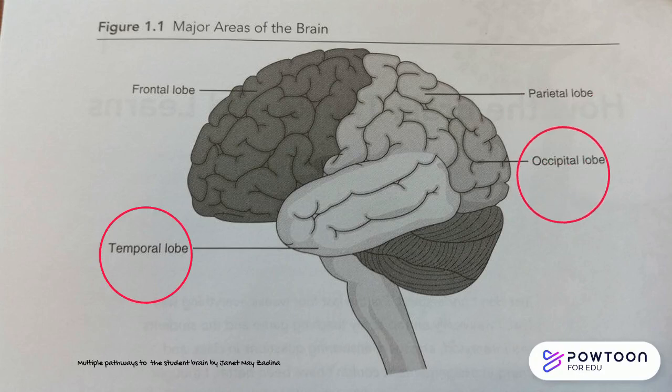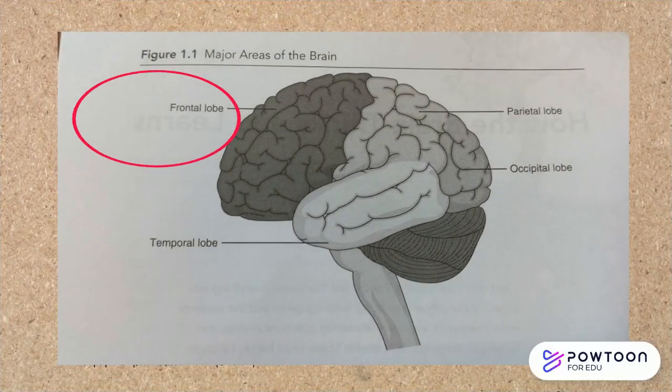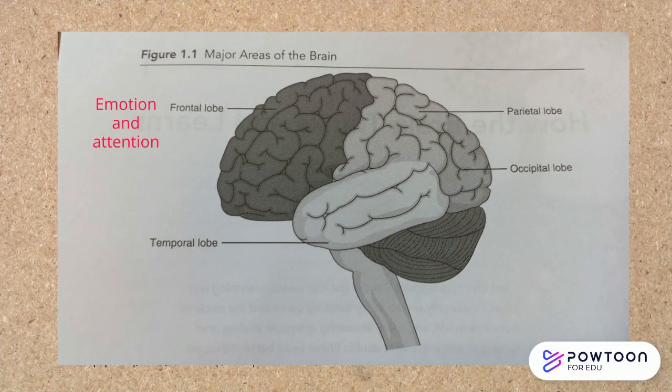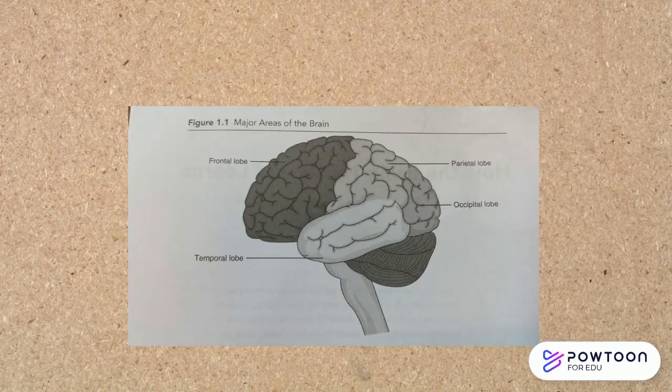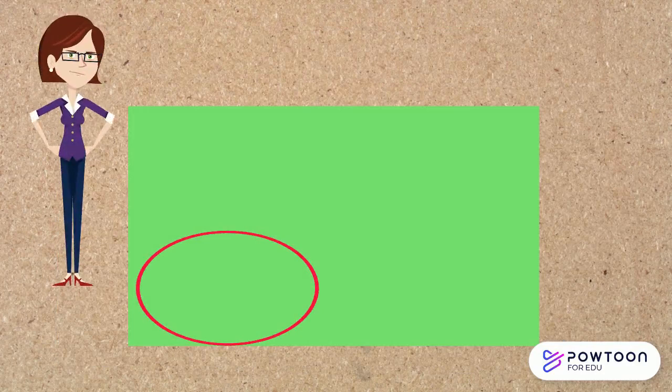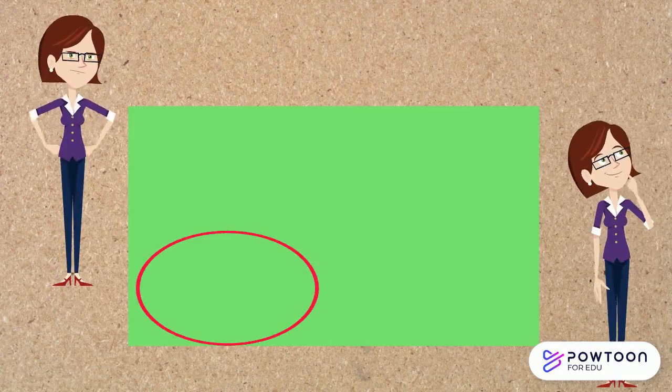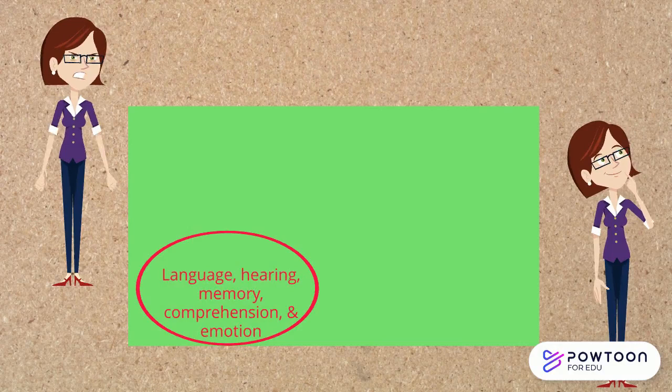The frontal lobe regulates emotions and attention. So as you create your content, ask: how can you appeal to both emotion and attention? Frontal lobe. What is it that's going to stimulate both? The temporal lobe regulates language, hearing, memory, comprehension, and emotion.